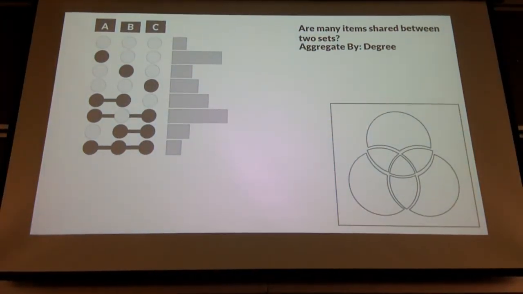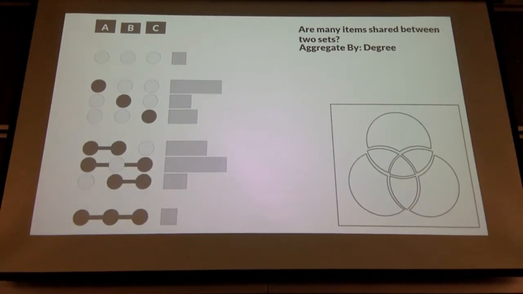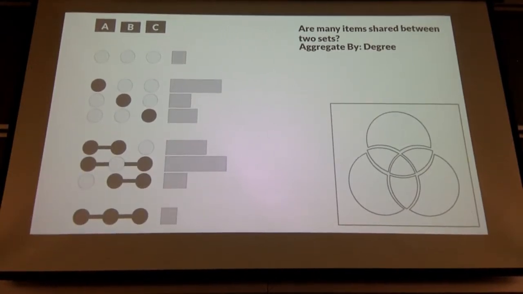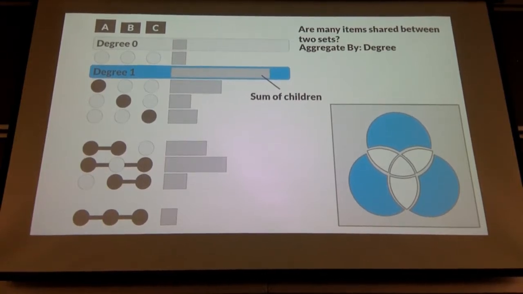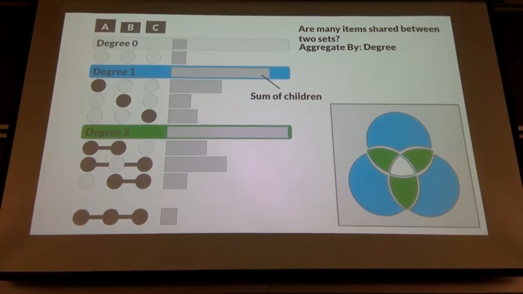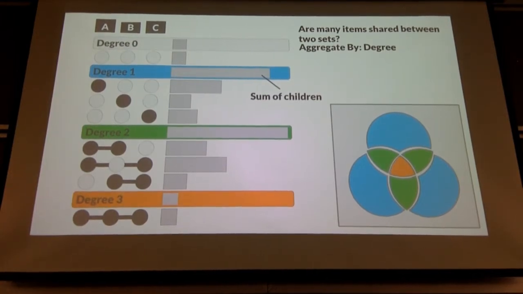Now, this was just basic intersections, but we can also aggregate those intersections in some meaningful way. For example, I could ask a question like, are many items shared between two sets? To do that, I could simply aggregate by degree. And what I do here is introduce new rows that represent these aggregates. The first one here is degree 0, then we have degree 1, which corresponds to the blue area in the Venn diagram. That's the sum of all of the children that are of degree 1. Then I have degree 2, which are all the green parts of the Venn diagram down here, and then degree 3, which is the one part in the middle.